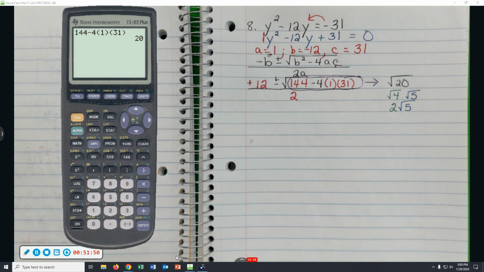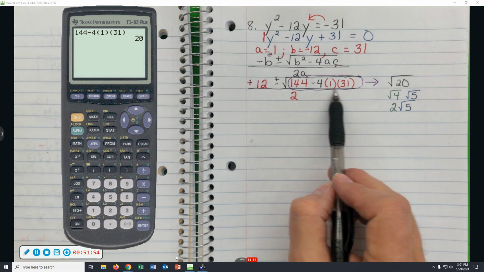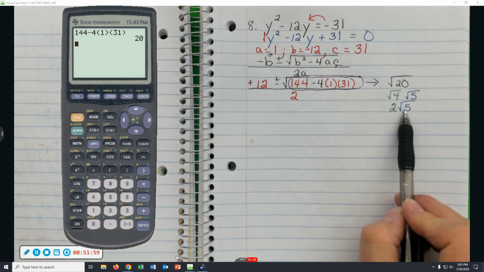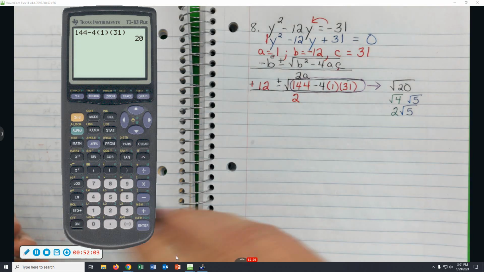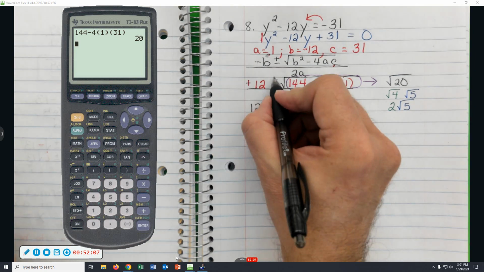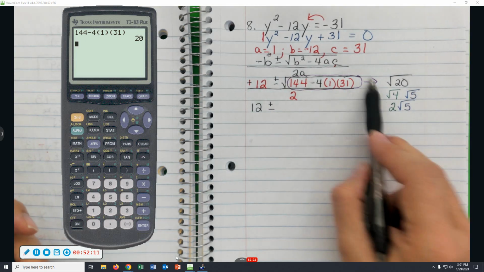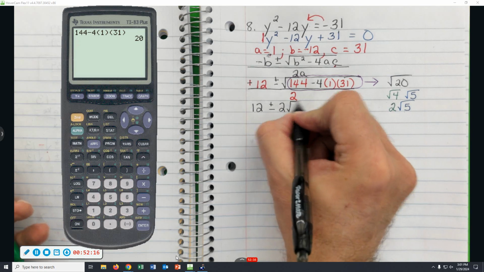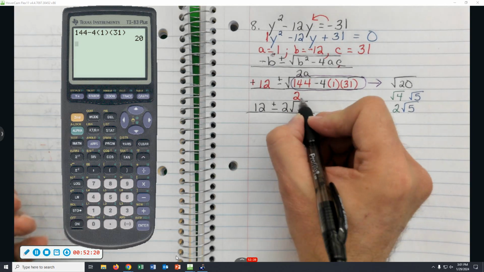Okay? So now I'm going to rewrite it, replacing all of this with 2 square root of 5. I'm also going to put it all in one color. Now 12 plus or minus, instead of all this circled stuff here, we'll write 2 square root of 5 all over 2.